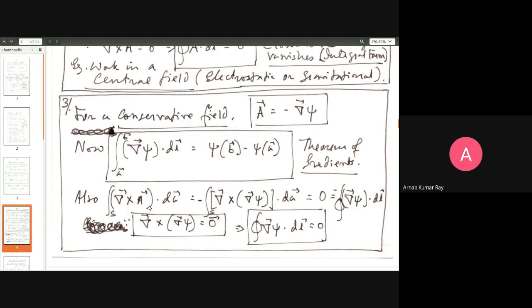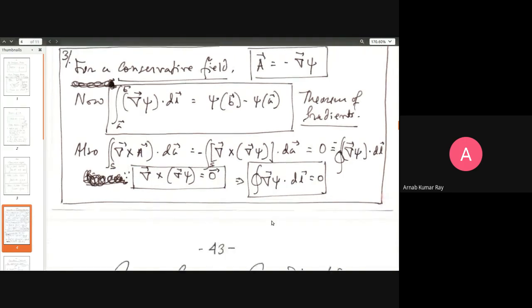I am writing gradient of psi dot dl as a closed loop line integral, which will be equal to 0. If the closed loop line integral is equal to 0, then from there you can show this, or vice versa. By using curl of the gradient of psi is equal to 0, you can show that the closed loop line integral of the gradient of a function is equal to 0.